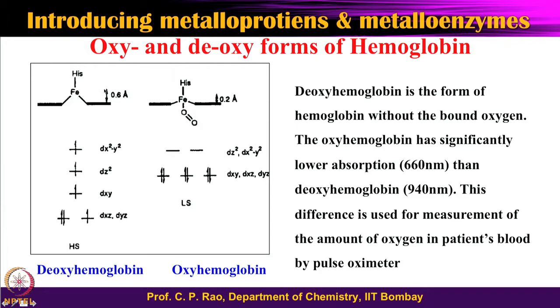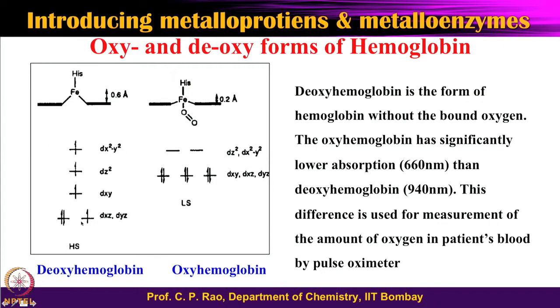So, the iron is here, the plane is here, and then it comes closer. When oxygen is bound, the iron comes closer. When oxygen is not bound, it is farther away. So, let us look at the deoxy form.